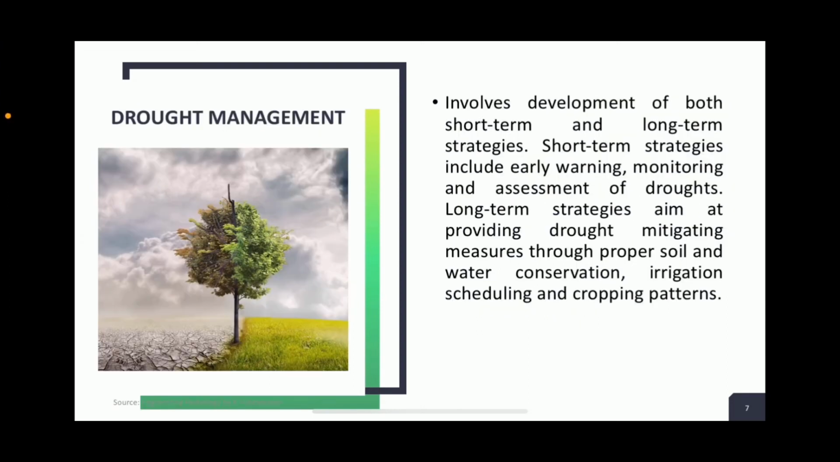Drought management involves development of both short-term and long-term strategies. Short-term strategies include early warning, monitoring, and assessment of droughts. Long-term strategies aim at providing drought mitigating measures through proper soil and water conservation, irrigation scheduling, and cropping patterns.